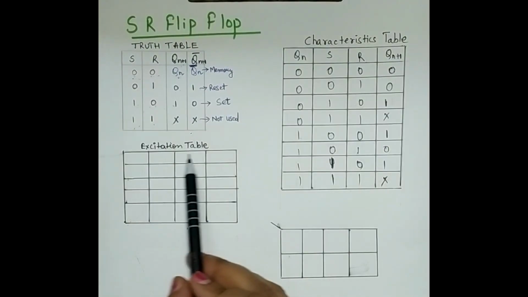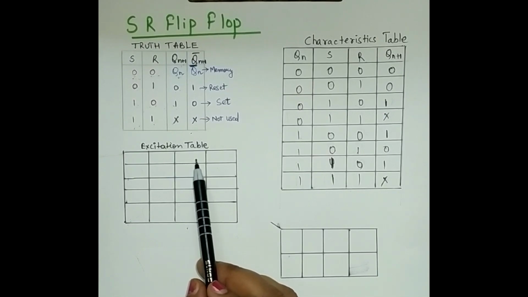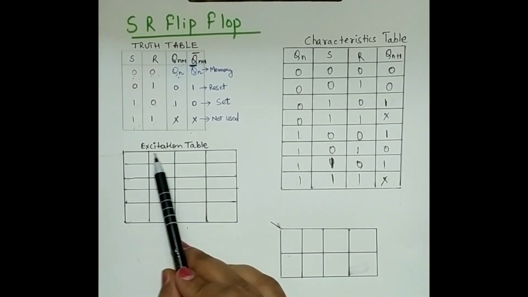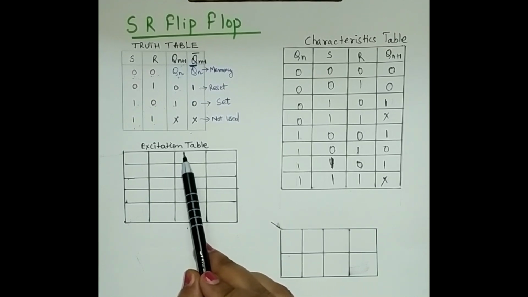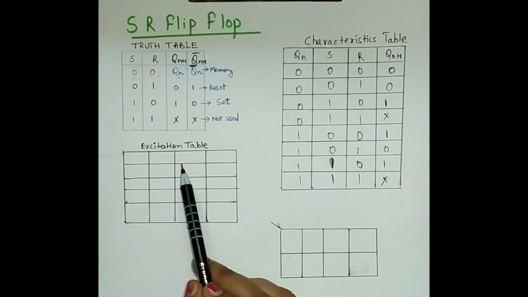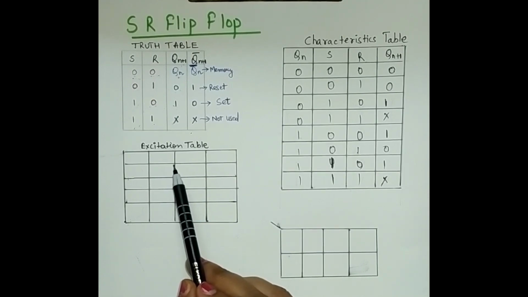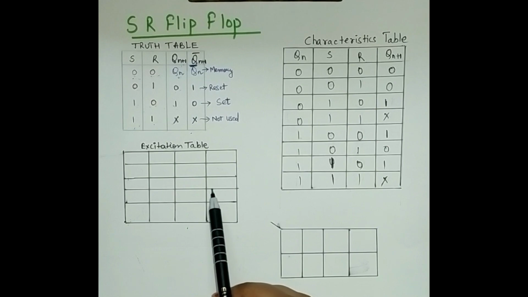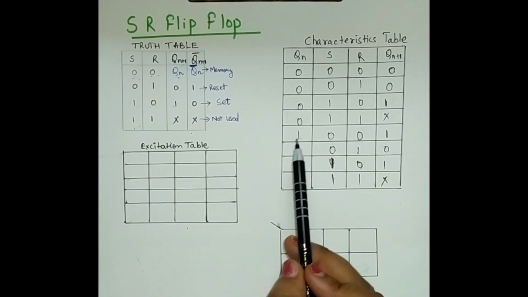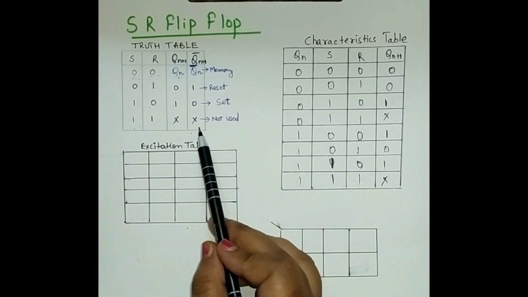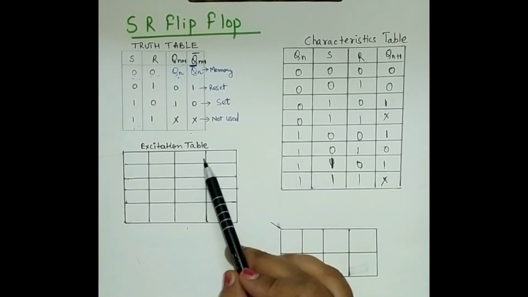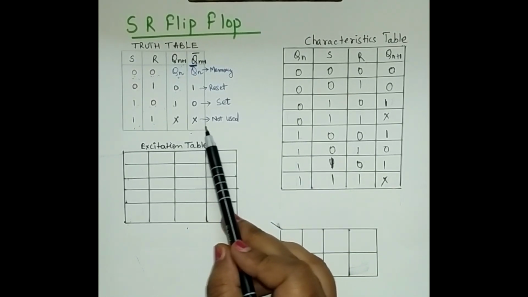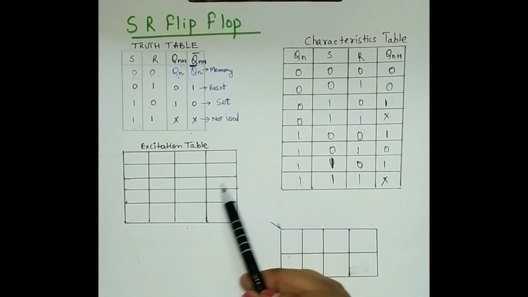So what is an excitation table? The excitation table gives the information about the excitation. Excitation means the inputs. You will get to know what the input is for a particular combination of the output. It is a very important table, and it is derived from the characteristics table. The characteristics table is derived from the truth table, and the excitation table is derived from the characteristics table. So the most important table is the truth table. If you know this, you will automatically be able to derive all the tables.